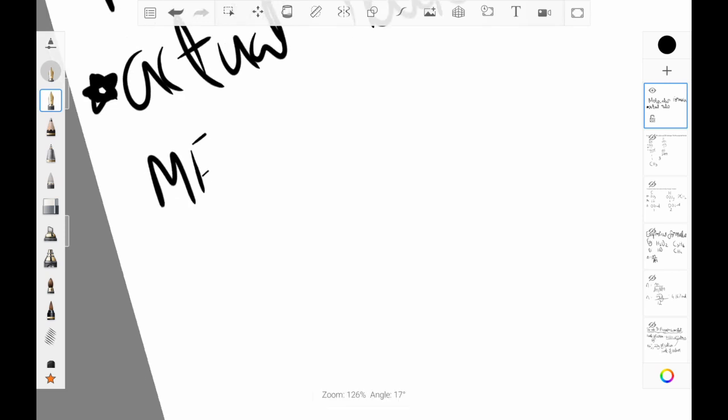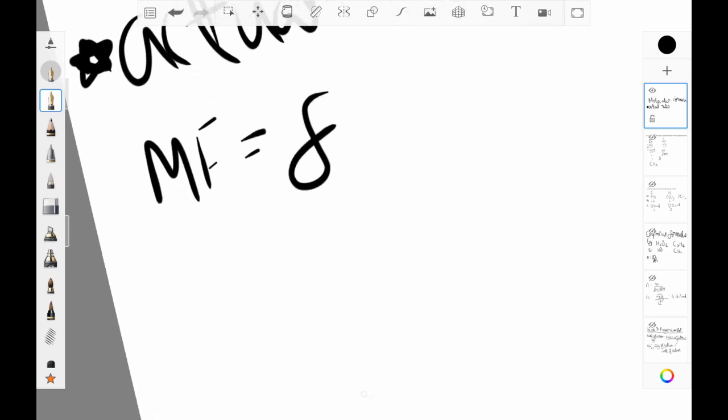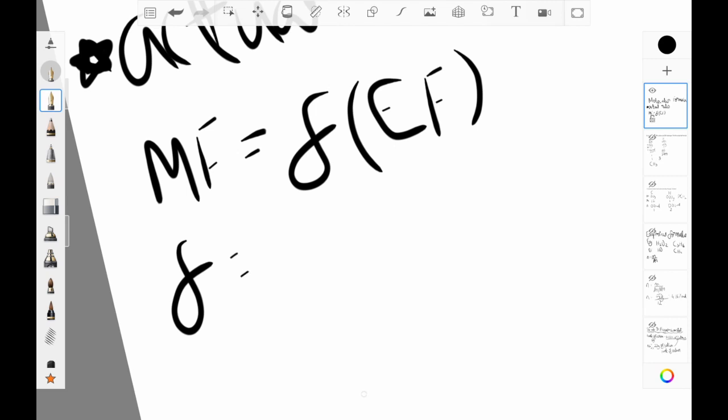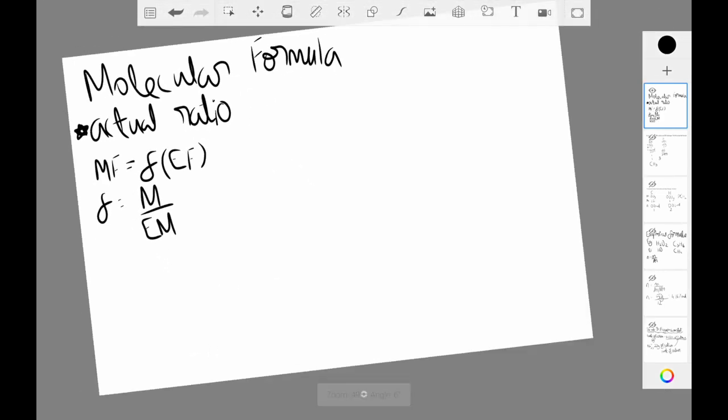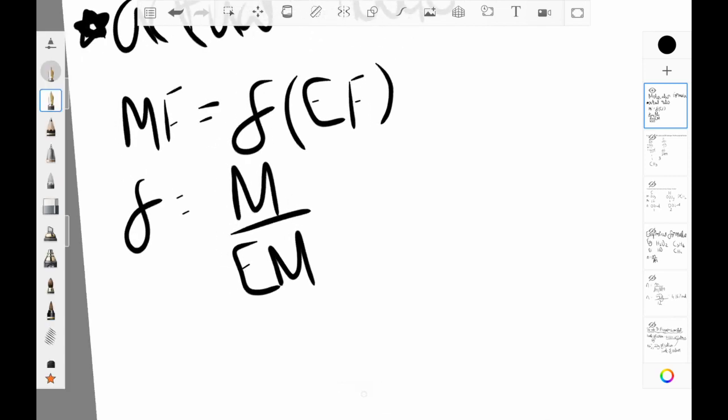The molecular formula is equal to a factor times the empirical formula. I know that sounds confusing. Now the factor is equal to the MR over the EM. This is really confusing, I understand. This MF is the molecular formula, and this is the empirical formula. Now we all understand that if we were to multiply the empirical formula with a certain value, you would end up with the molecular formula. That's how the entire concept of simplification works.